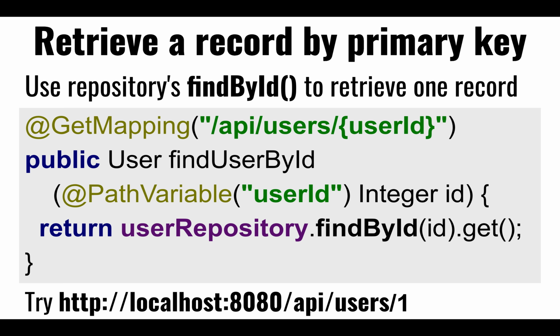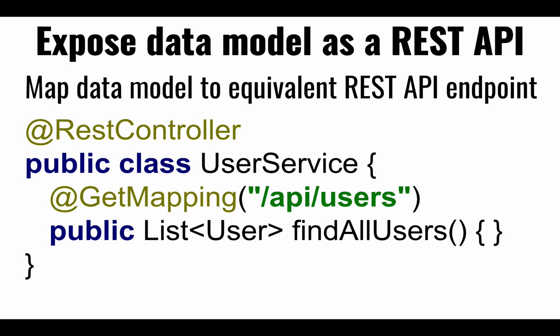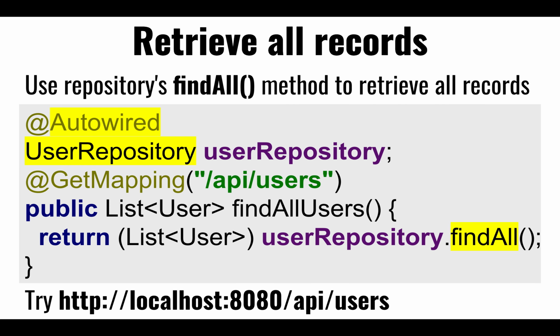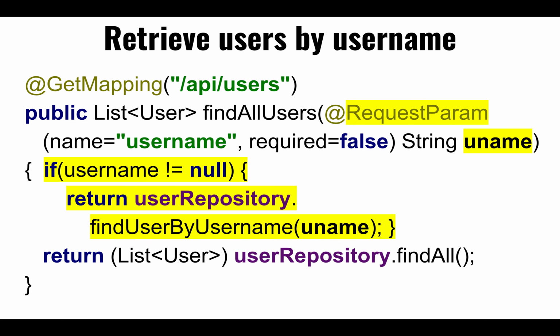We implemented some RESTful APIs that allowed us to retrieve an individual user, that allowed us to retrieve all users, right? We also showed you how to use AutoWire to ask for an instance of the repository.